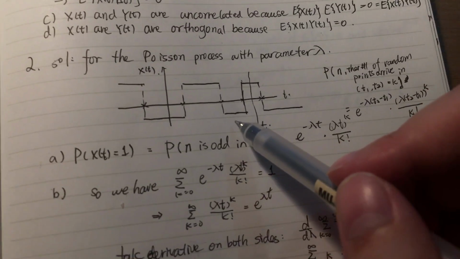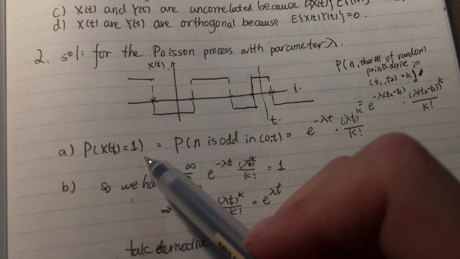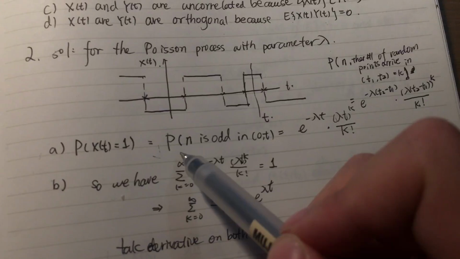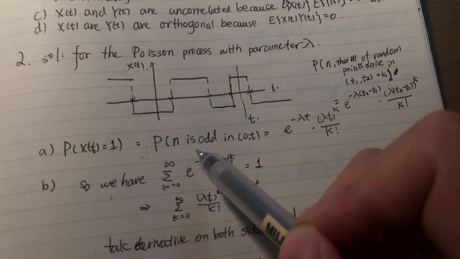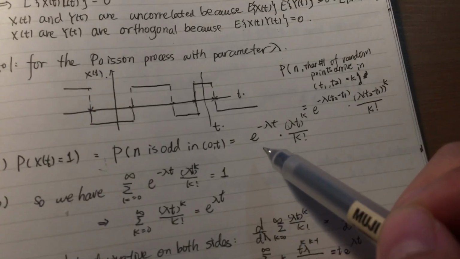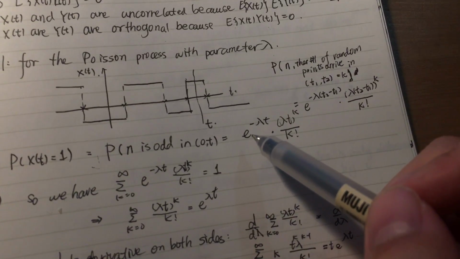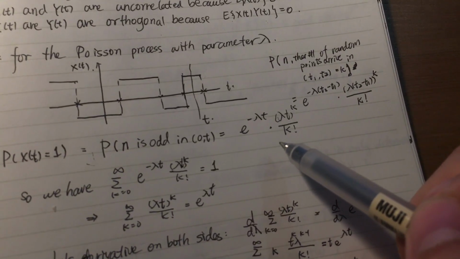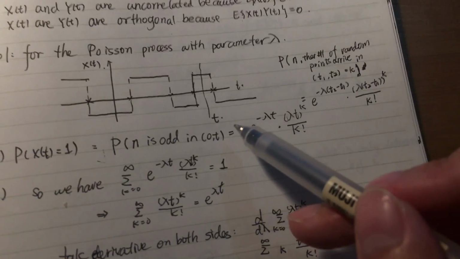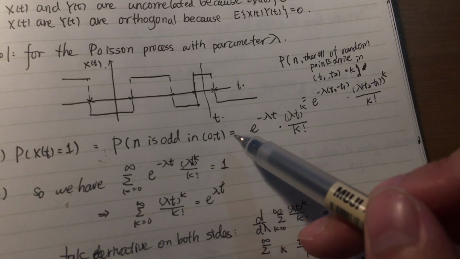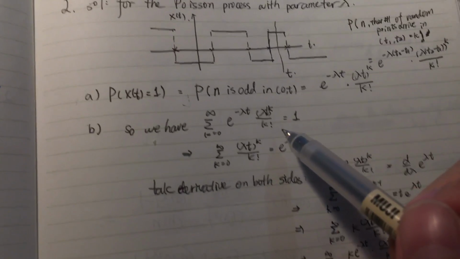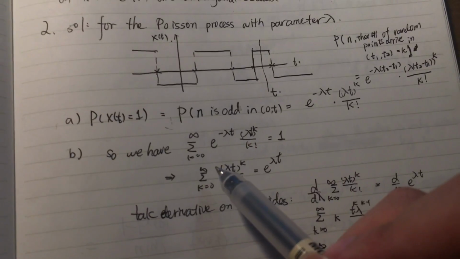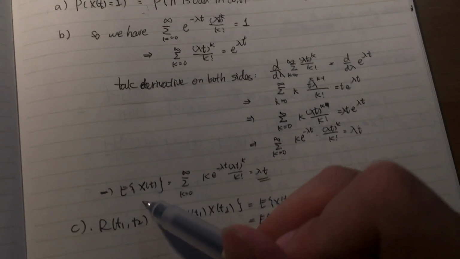The first question asks us to find the probability of X(t) equal to 1, and this is the event where N is odd in 0 to t, and this can be written as e to the degree of minus lambda t times (lambda t) to the degree of k over k factorial. This is exactly substituting 0 and t for t1 and t2. And for the second question, we have to find the mean of X(t). It is exactly E[X(t)].